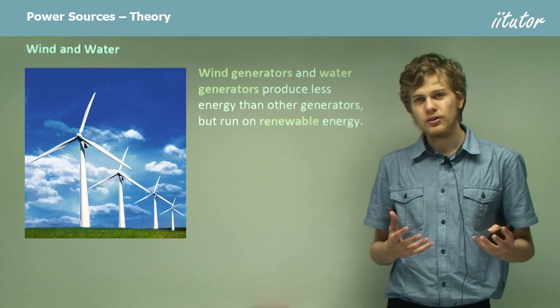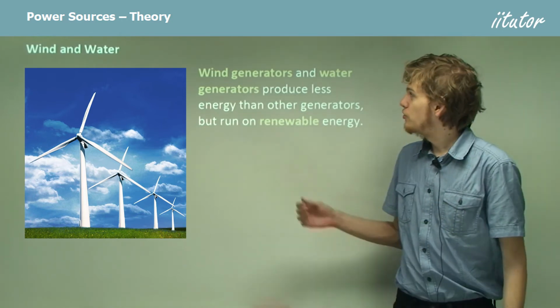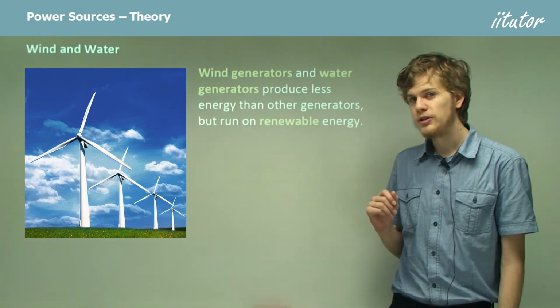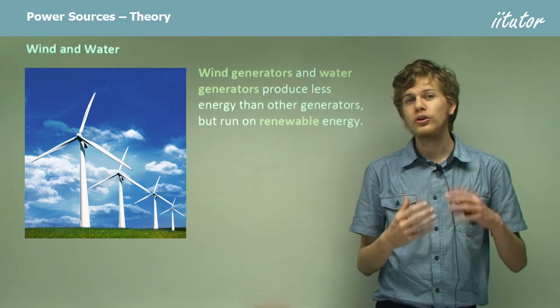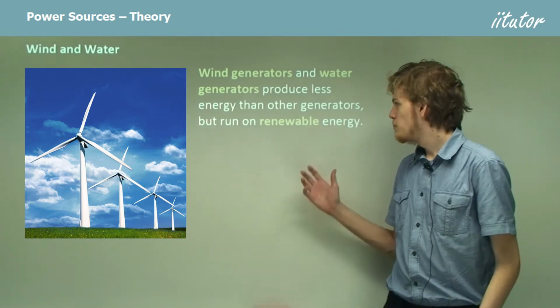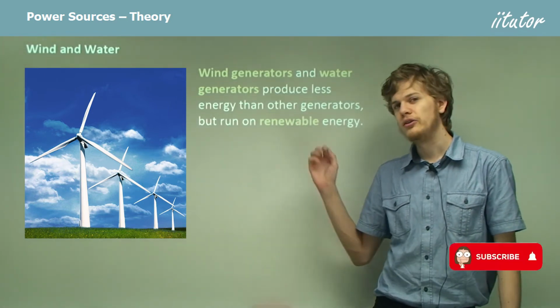So another alternative to producing electricity, if we're not going to use coal or uranium, is using wind generators or water generators. So these will produce less energy than burning coal or using uranium in nuclear reactors, but they're renewable resources of energy. We won't run out of wind.